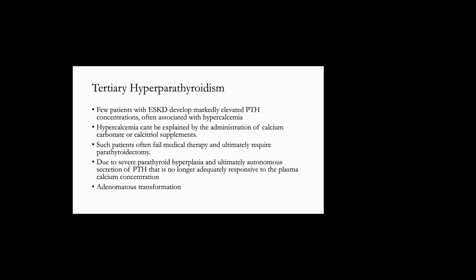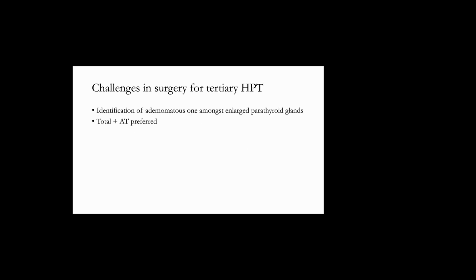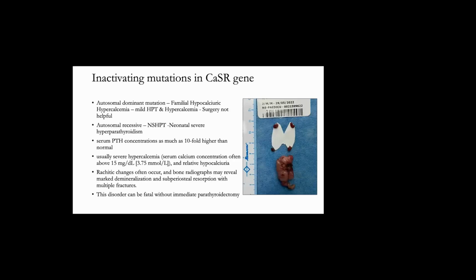So just now we have seen that CKD patients have hypocalcemia, but suddenly they start developing hypercalcemia where one of the glands becomes autonomous, becomes like an adenoma. Such patients will also benefit from exploration, but here we have to be very, very careful in deciding which is an adenoma and which gland to retain inside, which gland to auto-transplant. So here the challenge is identification of the adenomatous one, and here I think what is preferable is to do total with auto-transplantation.